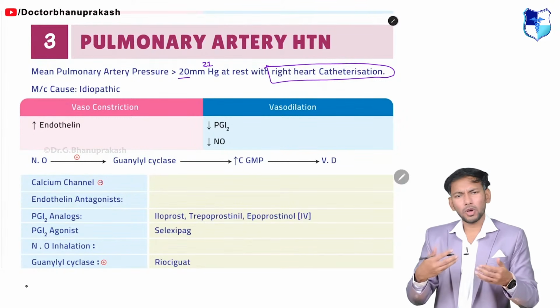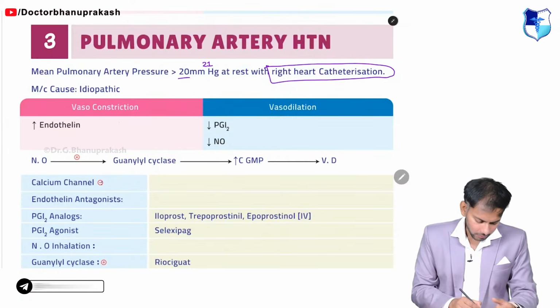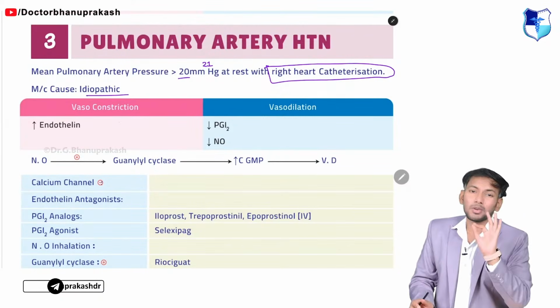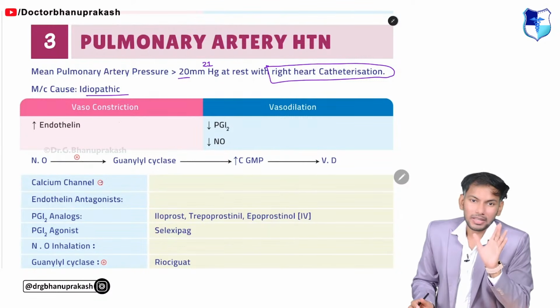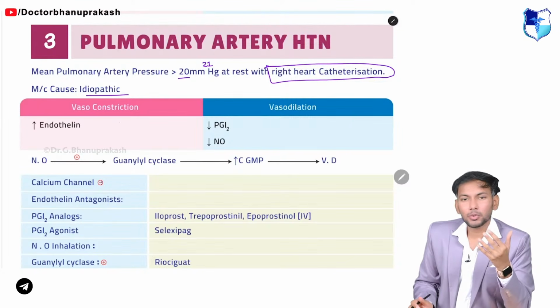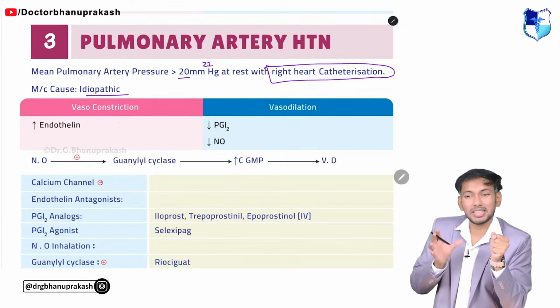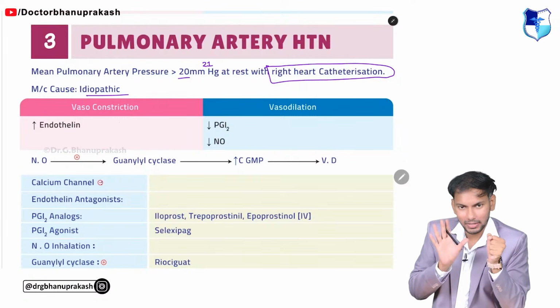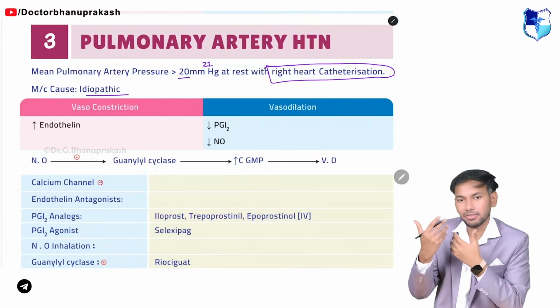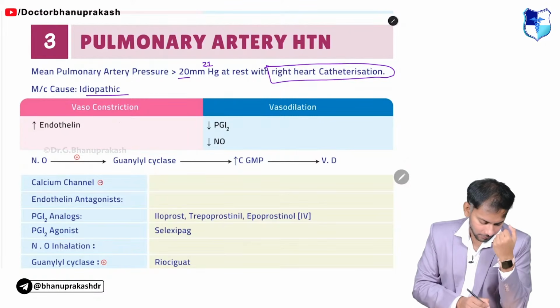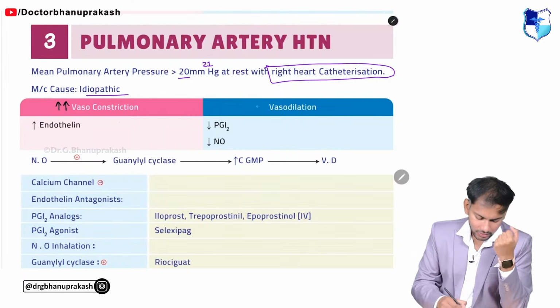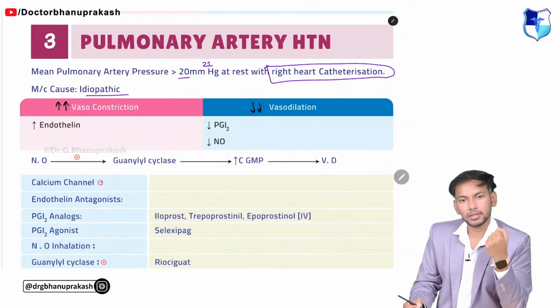Now what is the most common cause for this? You don't know. It is idiopathic. But what did the scientists find out is, when do you have hypertension? You have hypertension when there is vasoconstriction. If there is a lot of vasoconstriction, it will increase the blood pressure. Yes, that is what scientists have figured out. Those people have increased vasoconstriction and decreased vasodilation.